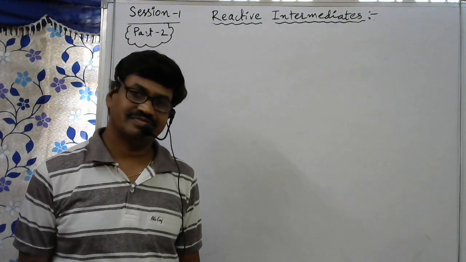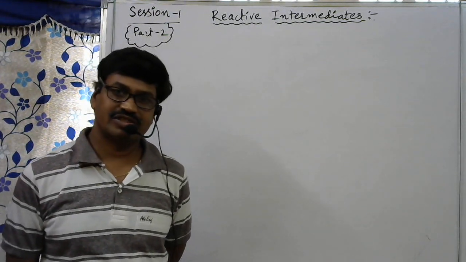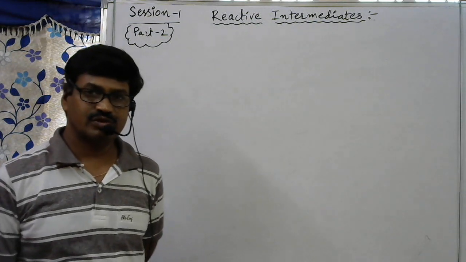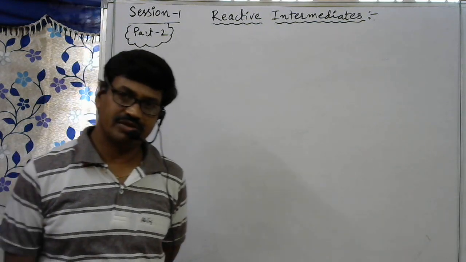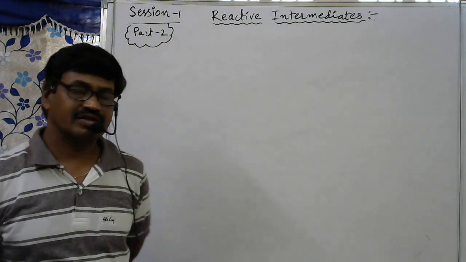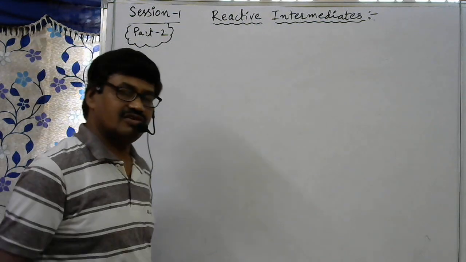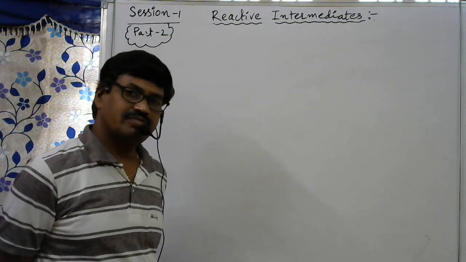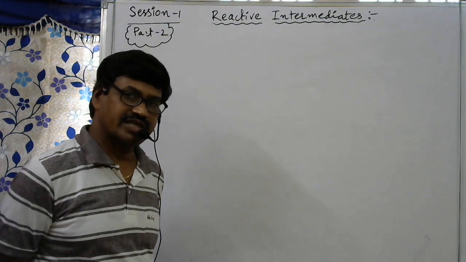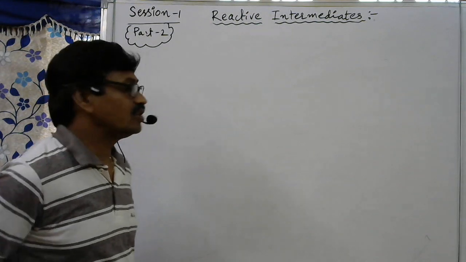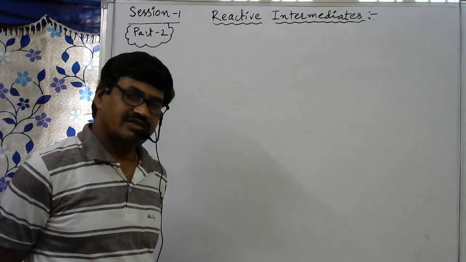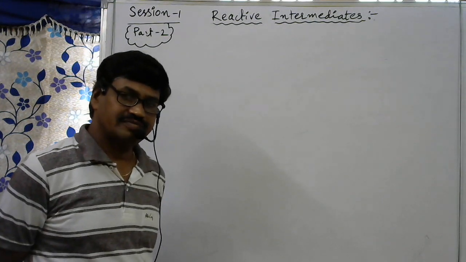Hi everyone. In the last session, we discussed the stability of different carbocations. Today also, we'll discuss the stability of carbocations, with some more examples. In the last class, we discussed benzyl carbocation, allyl carbocation, and the secondary carbocation order I gave. Now, only different benzyl carbocations. Benzyl is nothing but phenyl methyl carbocation.